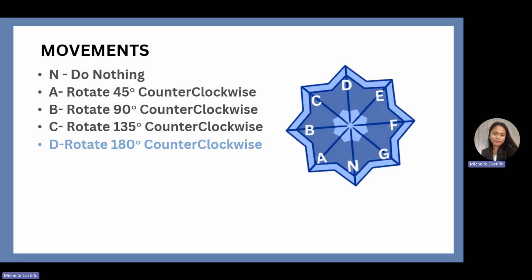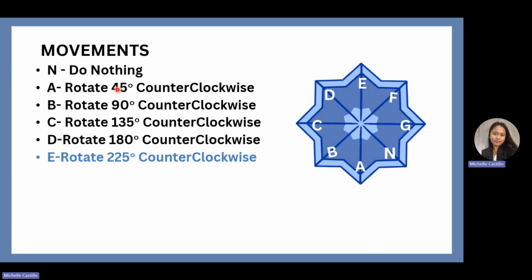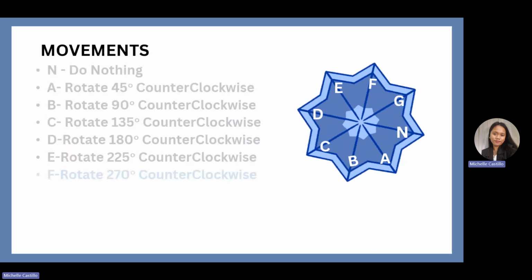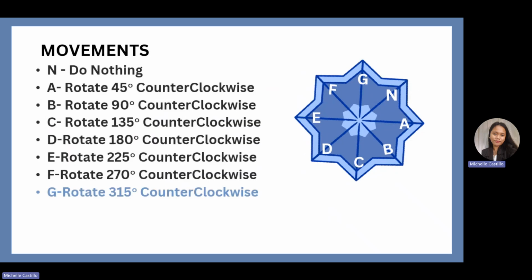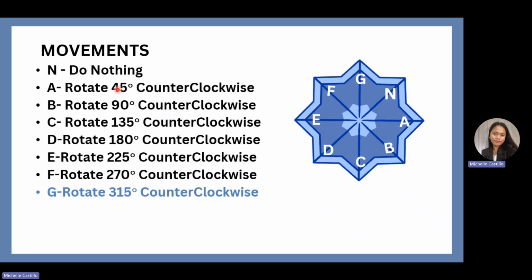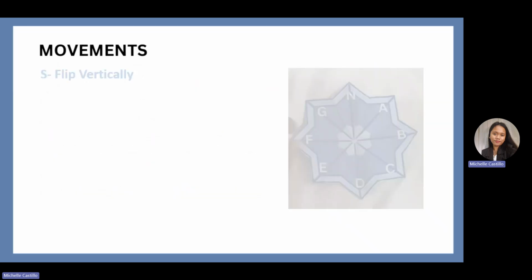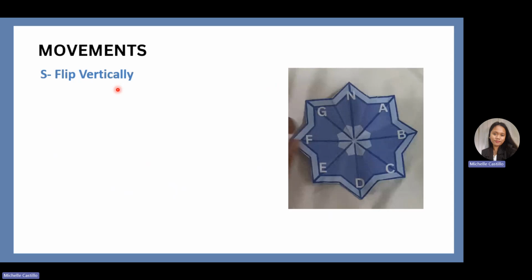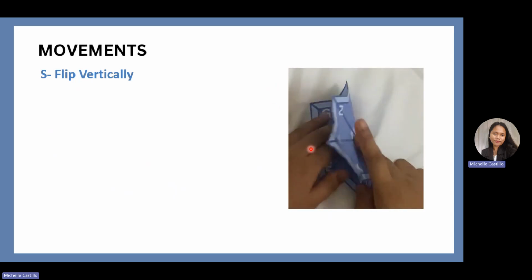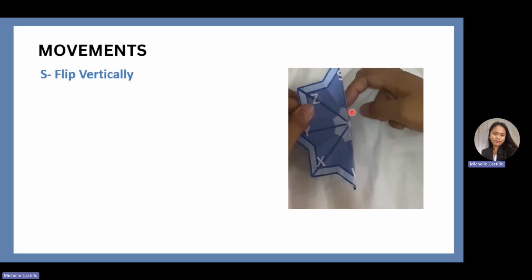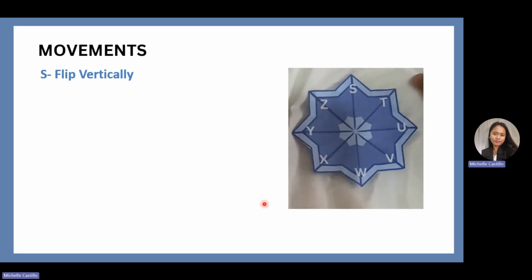And for E, rotate 225 degrees counterclockwise. For F, rotate 270 degrees counterclockwise. And for G, rotate 315 degrees counterclockwise. And for S, flip vertically. So we will flip the model vertically, and that will give us S.